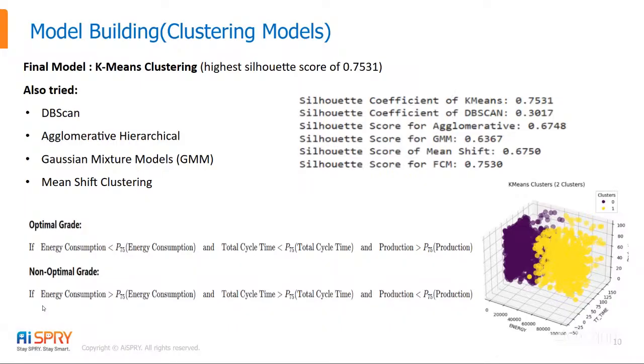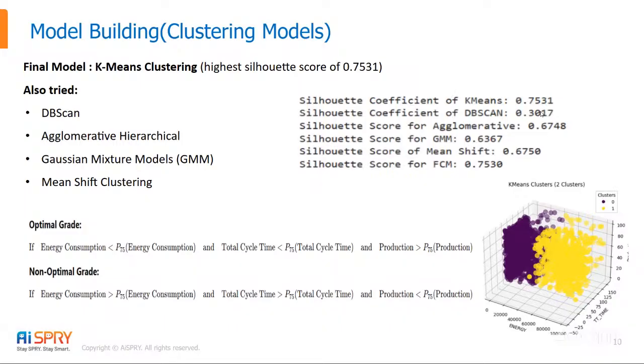Among all the models, K-means clustering performed the best, achieving the highest silhouette score. As you can see here, K-means clustering has the highest silhouette coefficient score. After clustering, we obtained a new output variable with two classes, optimal and non-optimal. This means we converted our unsupervised data into supervised data.